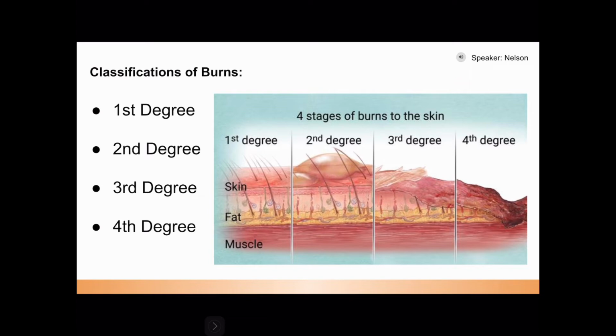First degree superficial burns. First degree burns affect only the external layer of the skin, the epidermis. The burn location is painful, red, dry, and has no blisters. A good example of this is a moderate sunburn.